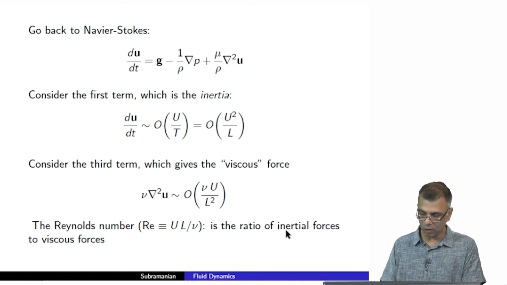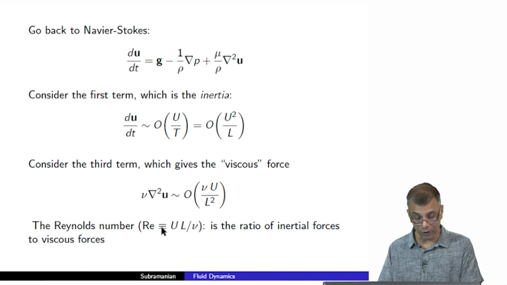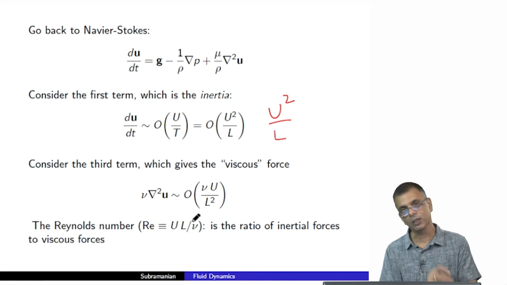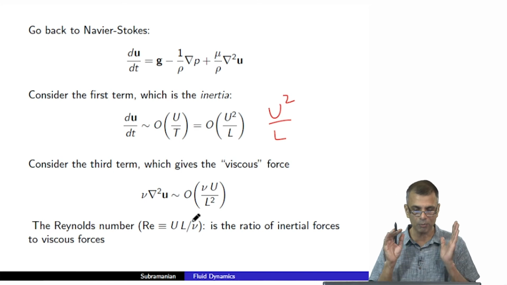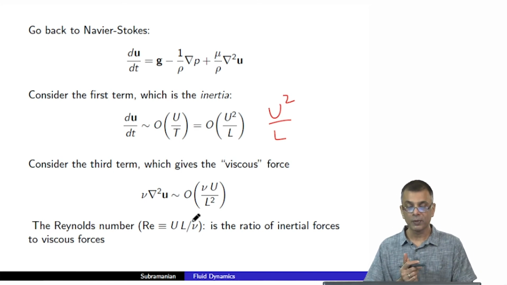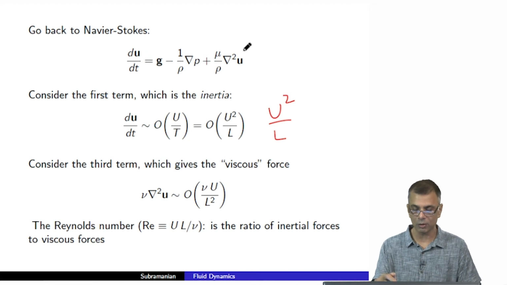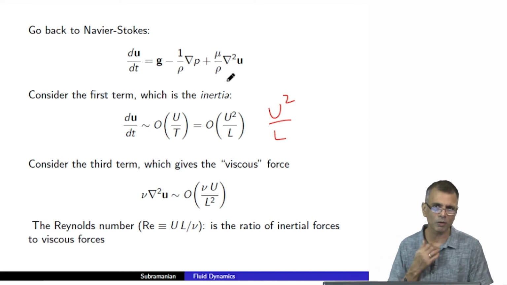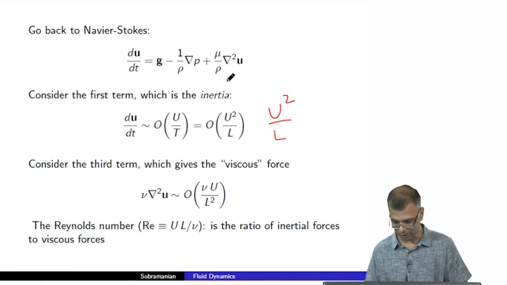The ratio of the first term to the third term is by definition the Reynolds number. If you divide U squared over L by this, you get the Reynolds number as UL over nu, as we've been writing all along. So this is simply to re-emphasize the fact that the Reynolds number is a ratio of the inertial term to the viscous term, broadly speaking. That's probably one of the most basic ways of understanding the Reynolds number.